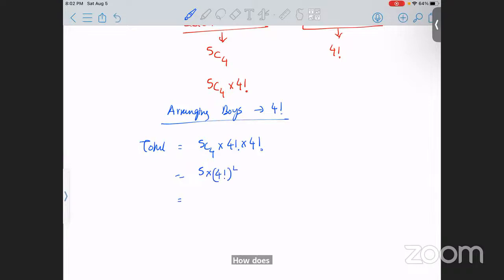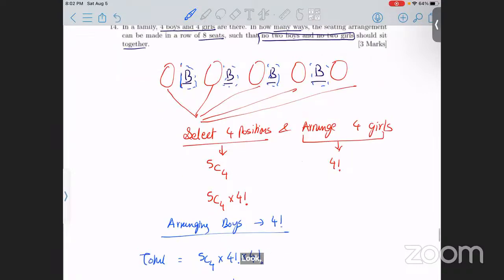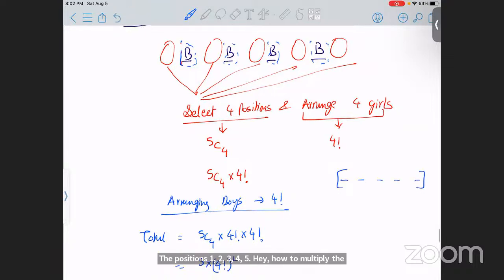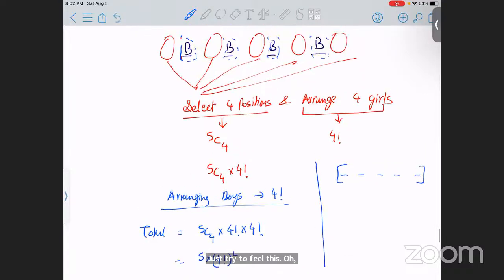Where do we know whether there is a plus or a cross? Look, this is very simple. Whenever you are arranging the positions 1, 2, 3, 4, 5, we have to multiply. Just try to feel this, I will explain. 5 factorial into 4 factorial. You are clear till here?